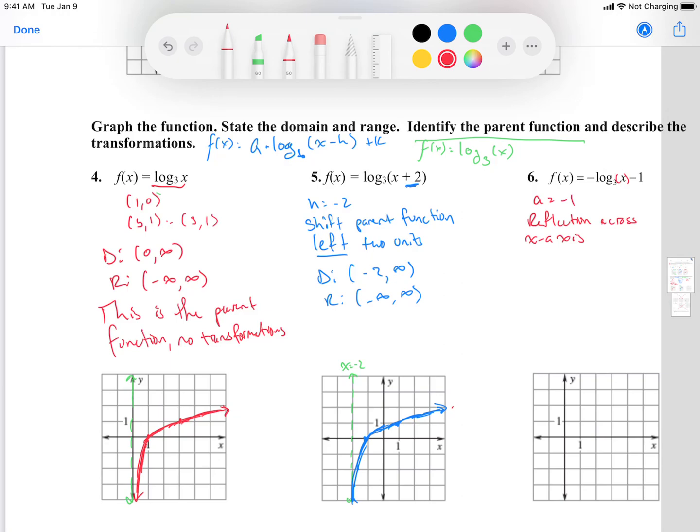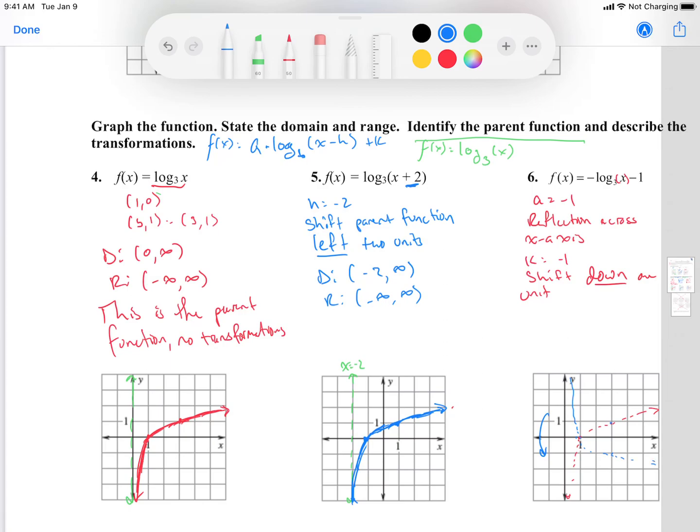Now, the other value we know is k is equal to negative 1, which means we shift down 1 unit. So I'm going to take that parent function, and I'll use the points 1, 3, 1. This is my parent function. I'm going to reflect first, across the x-axis. And so now this point that was over here at 3, 1 is now going to go down here. And so I've reflected.